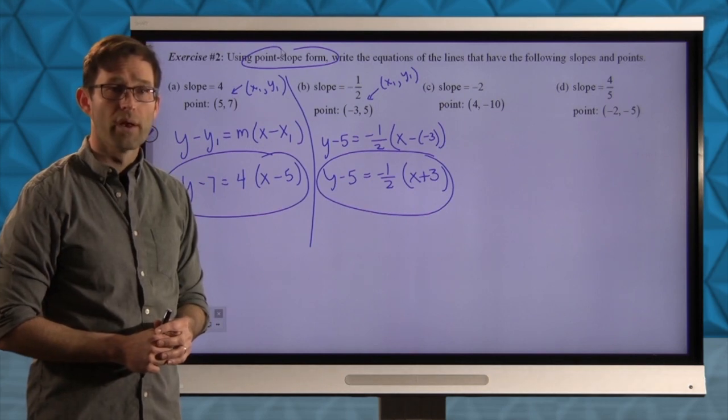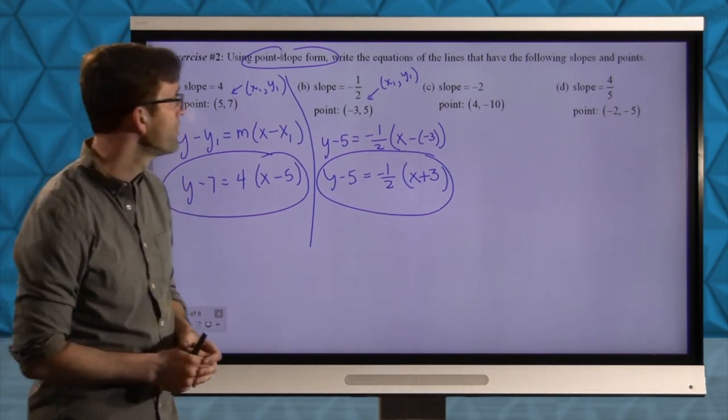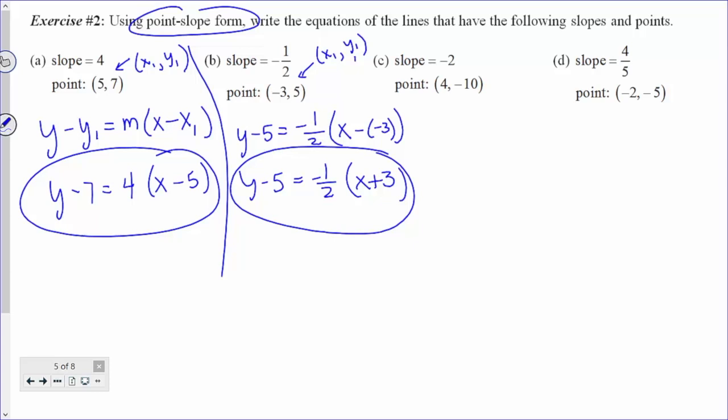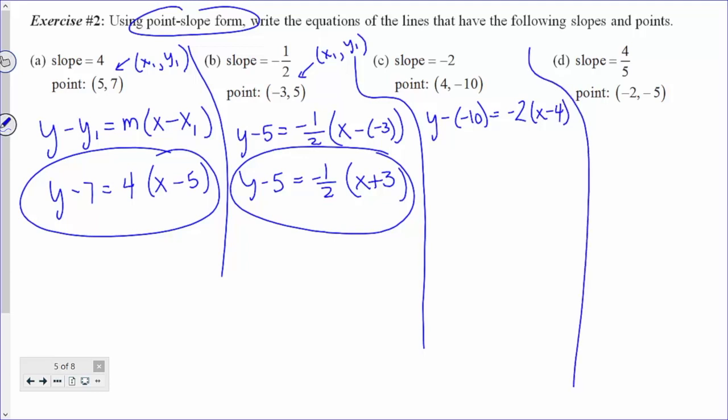All right, are you ready to go through them? Let's do it. So let me do this. I'm going to totally run out of space. All right, here we go. Y minus negative 10 equals negative 2 times x minus 4. Telling you, I have to write very thin in that last one.